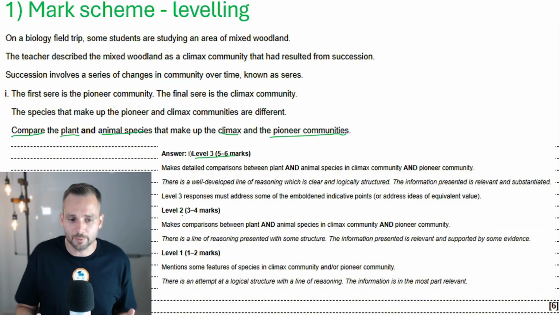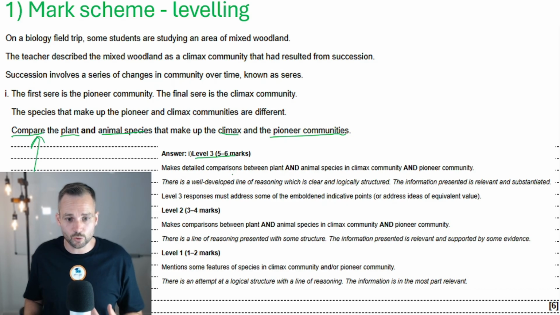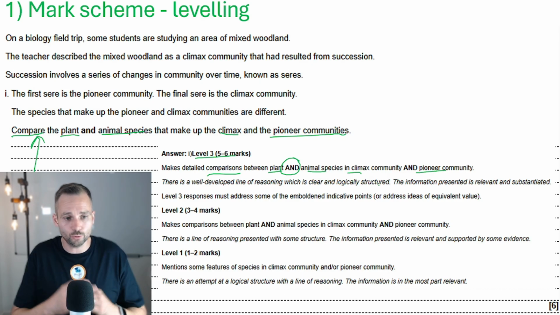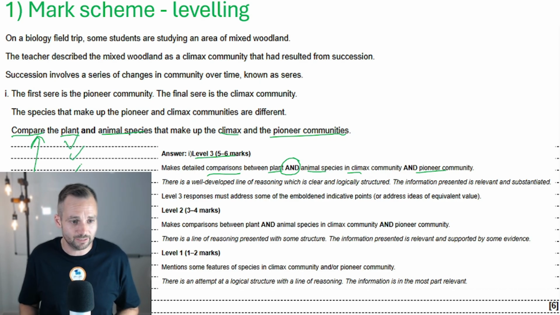Now in this example you can see, just like the wording of the mark scheme, have you made a comparison between plant and animal, so plant and animal, and that's highlighted to the examiner, in climax and the pioneer community. So if you don't do, even if you did a brilliant job and you gave me 6 things about plants, 6 things about animals, all involved in the climax community, if you've not mentioned pioneer, you are stuck.